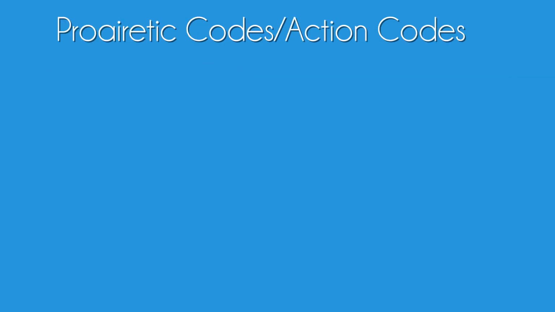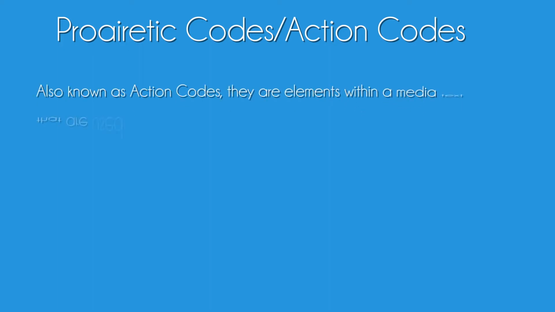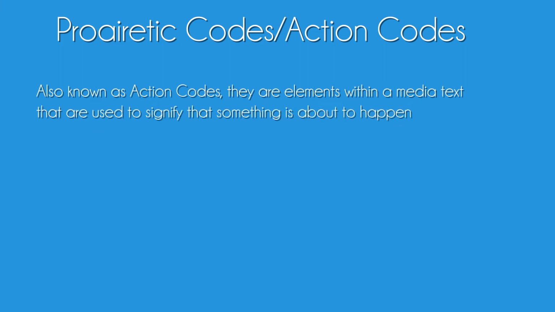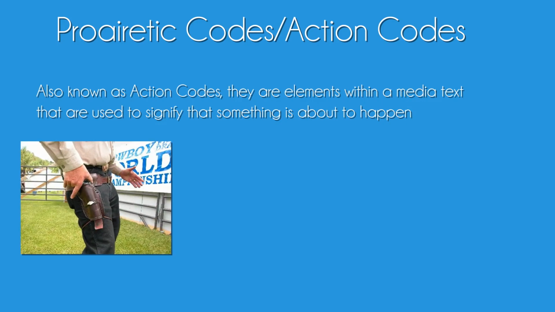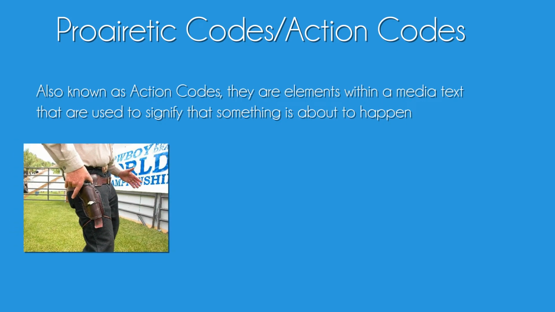Next up we have Proairetic codes, which are also known as action codes. Action codes are elements or shots within a film used to signify that something is about to happen. For example, a cowboy with his hand on his gun and drawing his gun. This signifies that there's about to be sort of a shoot-up taking place. So it's an action signifying a lead up to an event.